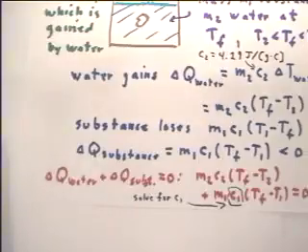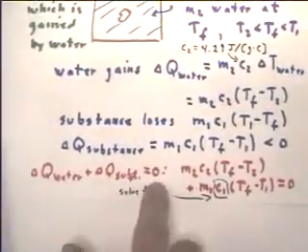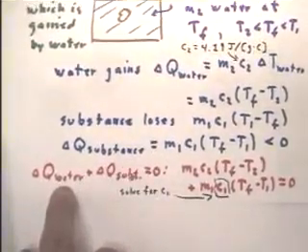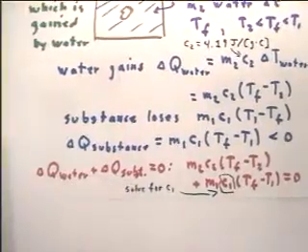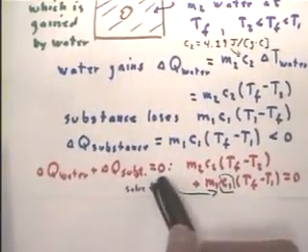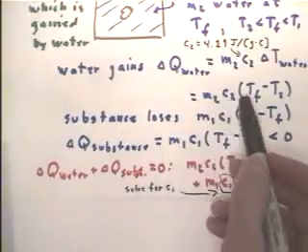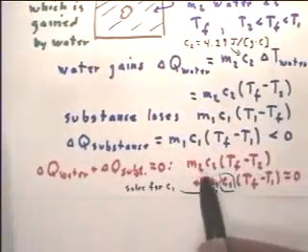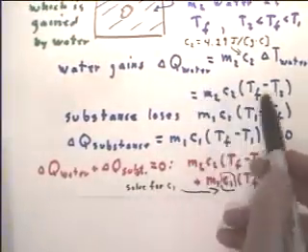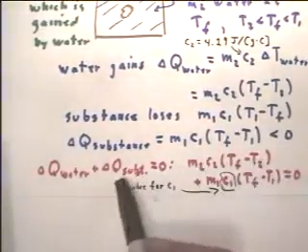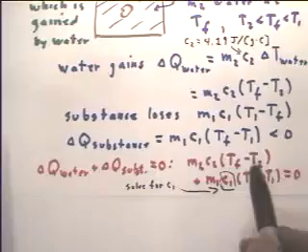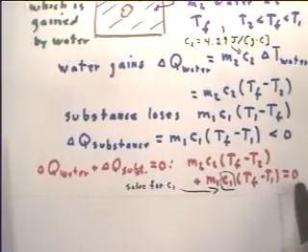The net change in thermal energy in a closed system has to be 0. So the delta Q of the water plus the delta Q of the substance has to be 0. And that means that m2 C2 times TF minus T2, the change of the water, this expression, which we write again here, plus the delta Q of the substance, which is this expression, which we write here, is 0.